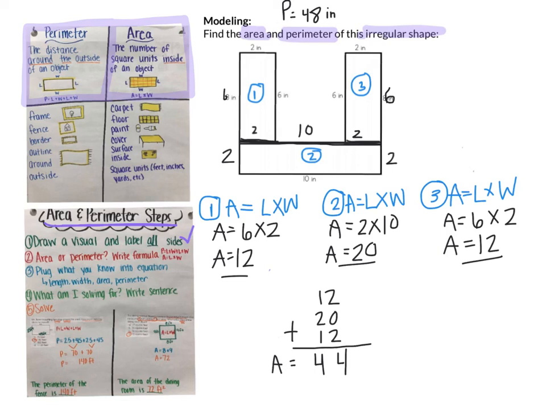All right, to wrap this up, we solved for our perimeter. We added up all of our side lengths to get 44 inches. And then we solved for our area, 44 square inches.